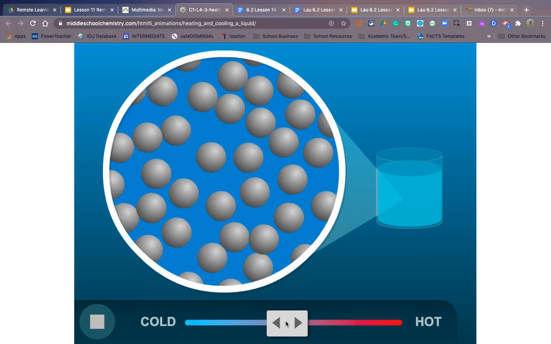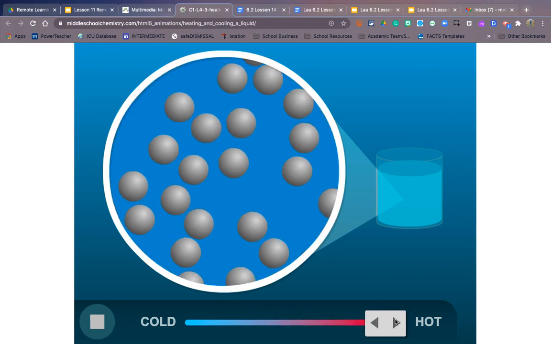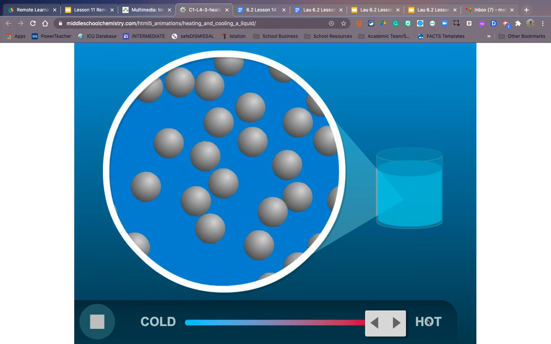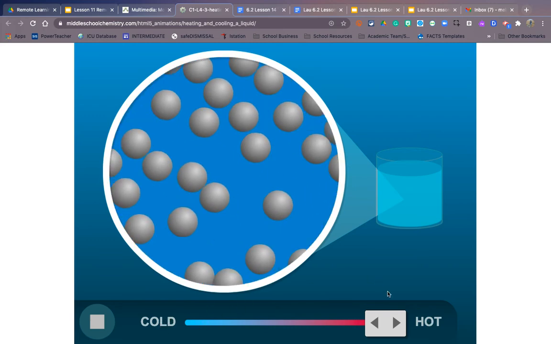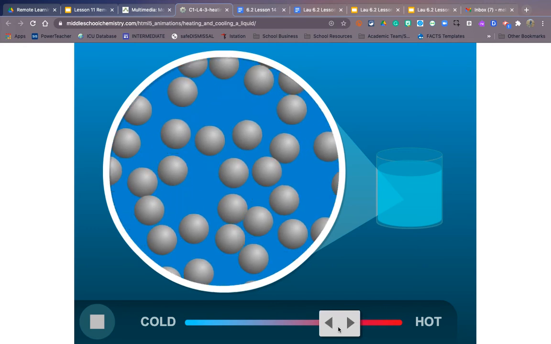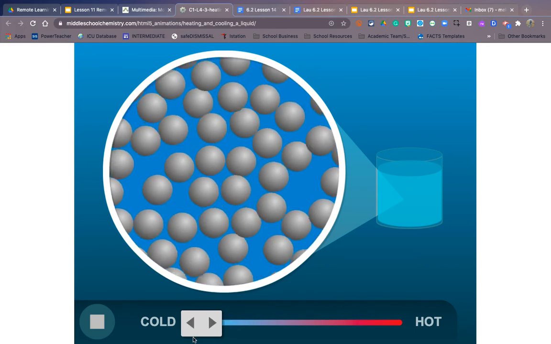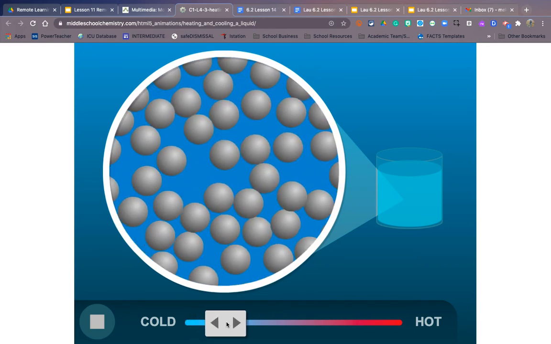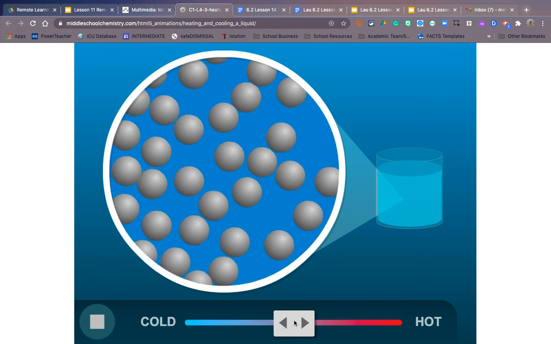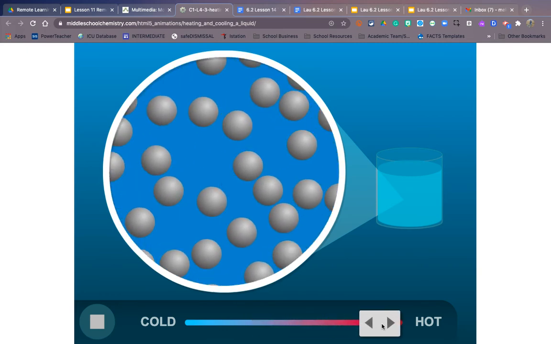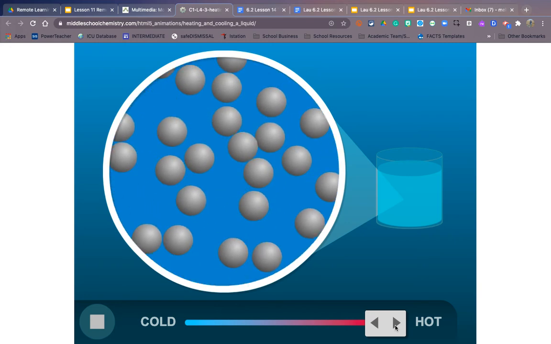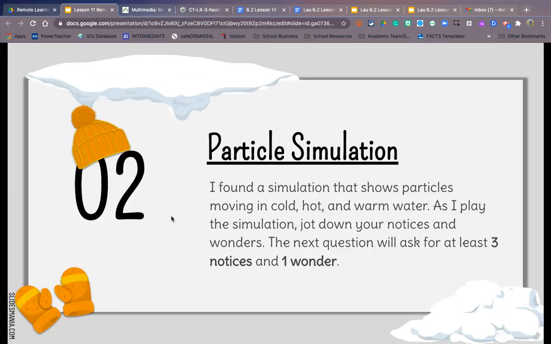Now I'm going to do one more thing. I'm going to start it all the way back over here at hot. And now watch what happens to the particles as I move it from hot to cold and then from cold back to hot. Okay, now I'm going to move it from cold back to hot. Okay. So now you are going to list at least 3 notices and 1 wonder you had about that simulation.